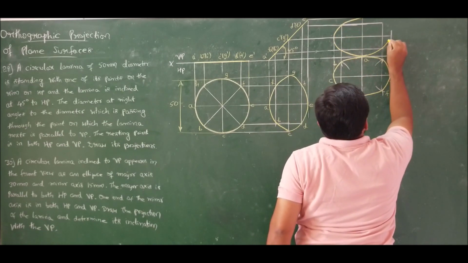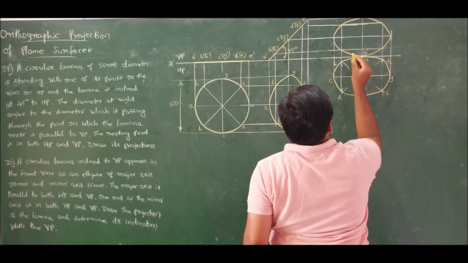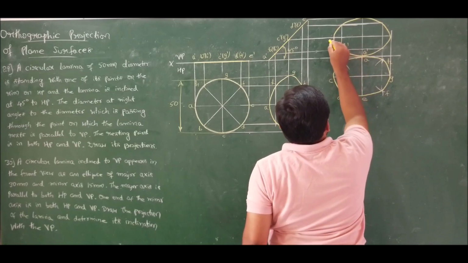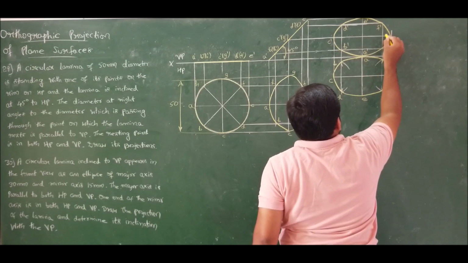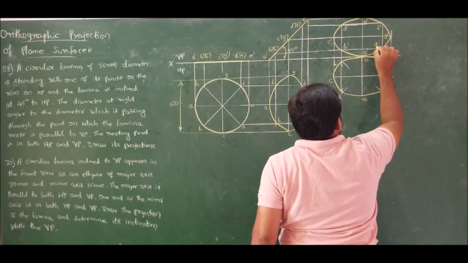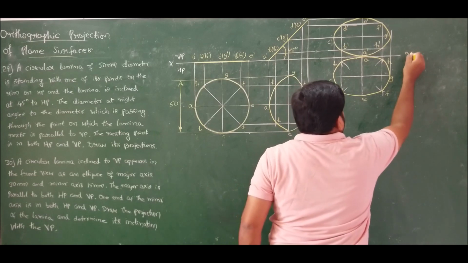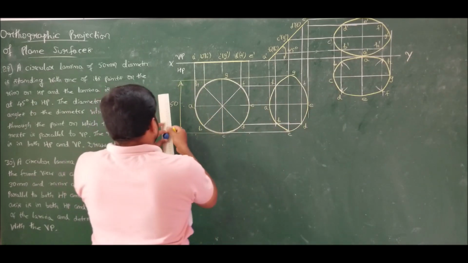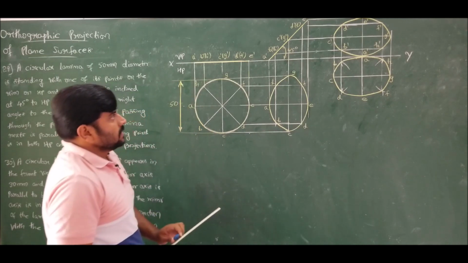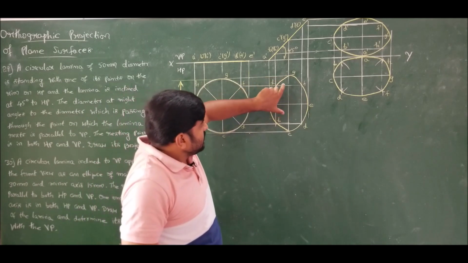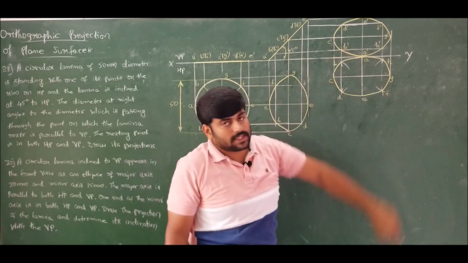Done. So this is A dash, we have B dash, C dash, D dash, E dash, F dash, G dash and H dash. So this is the solution for problem number 29, wherein the diameter, right angles to the diameter is parallel to VP and the point on which it rests is in both VP and HP.